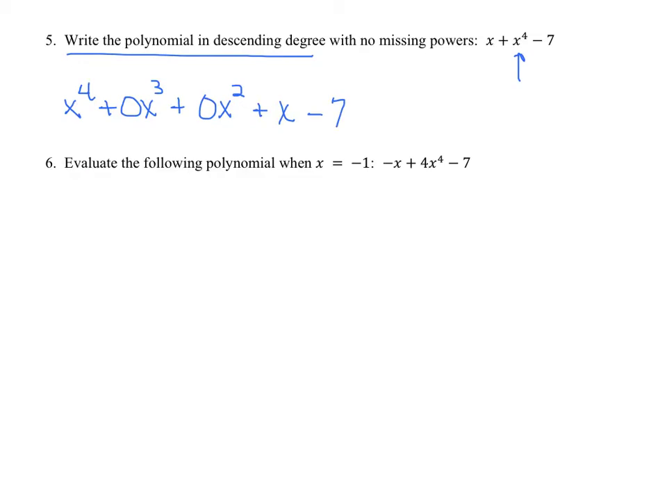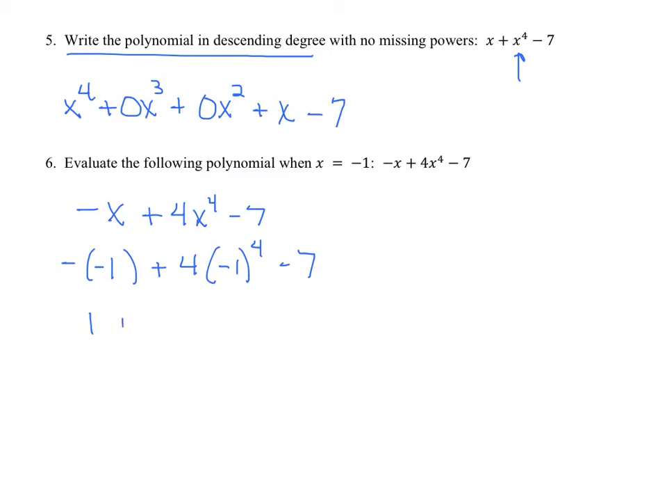Now we are going to evaluate the polynomial. So we're going to put in negative 1 for x. I'm going to write the original polynomial, and everywhere I see an x, I'm going to put in a little nutshell where the negative 1 gets all cozy in there. So negative 1 is 1.